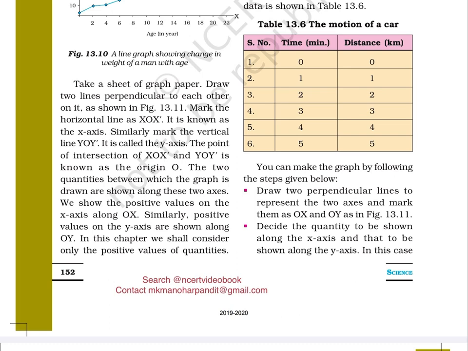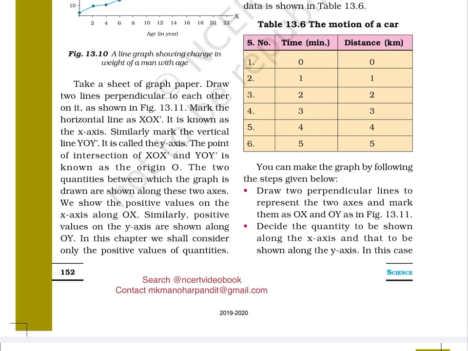1. Time 0 minute, distance 0 kilometer. 2. Time 1 minute, distance 1 kilometer. 3. Time 2 minutes, distance 2 kilometers. 4. Time 3 minutes, distance 3 kilometers. 5. Time 4 minutes, distance 4 kilometers. 6. Time 5 minutes, distance 5 kilometers.